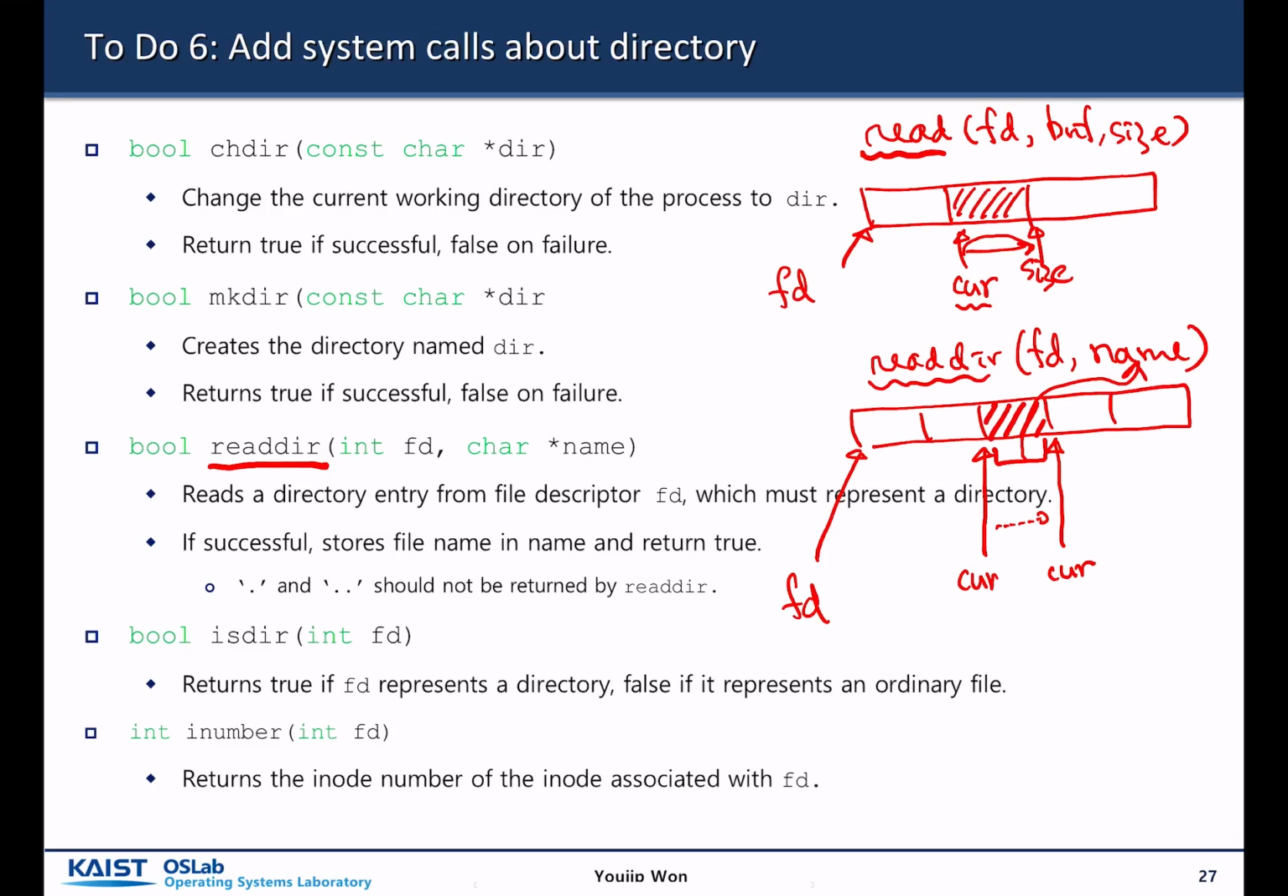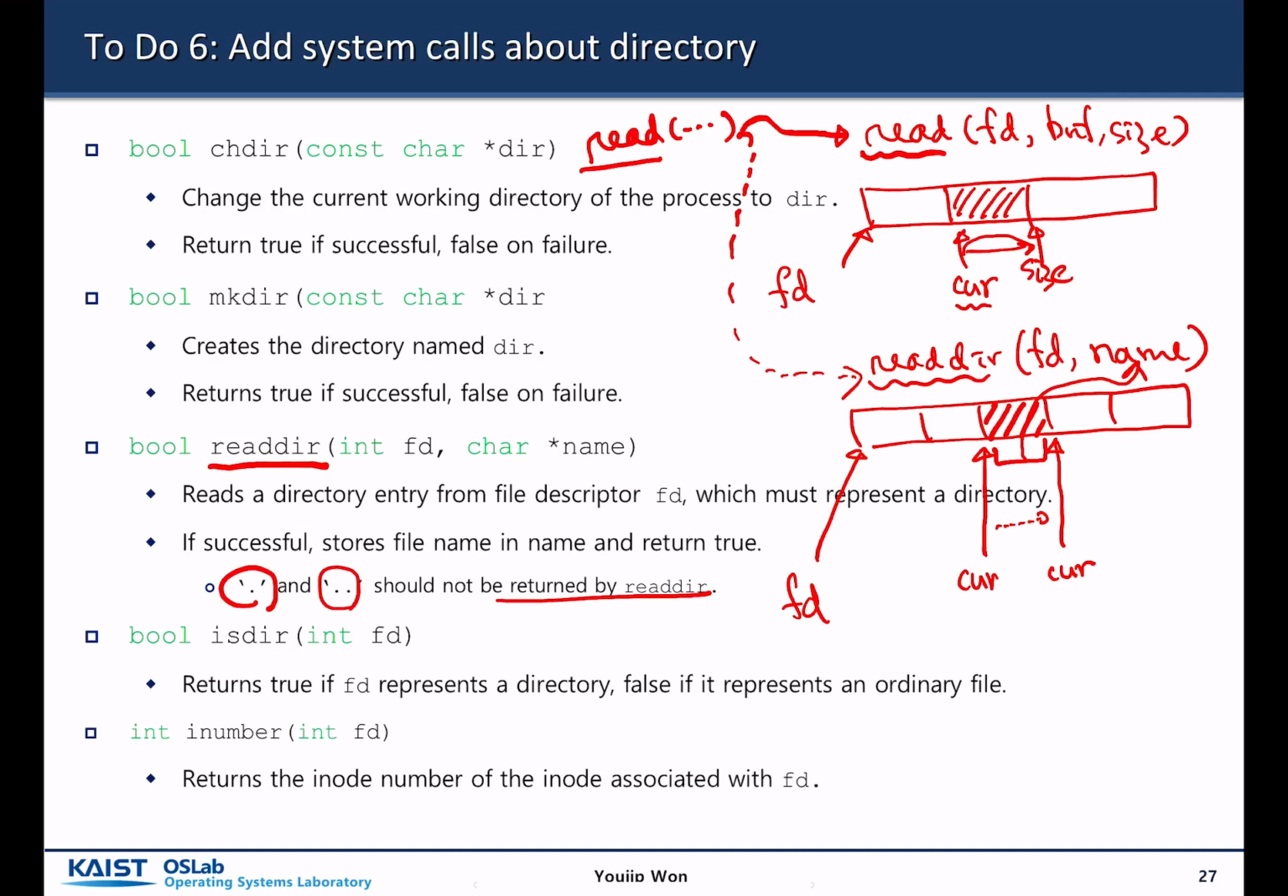That's the reason why we specify a flag to distinguish the regular file and the directory file. When an application issues a read system call, the application does not know whether a given file descriptor is associated with a directory or not. If the application issues a read on a regular file, the file system calls just regular read. But if the application issues a read on a directory file, then the file system calls readdir. The current directory dot and the parent directory dot-dot should not be returned by readdir.